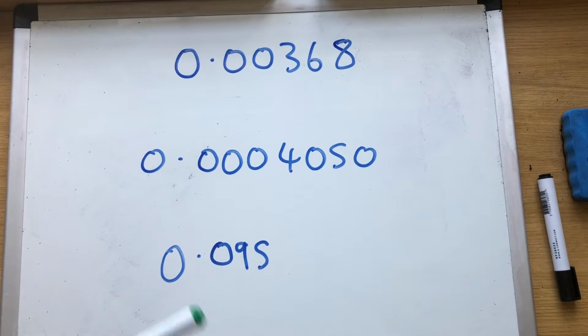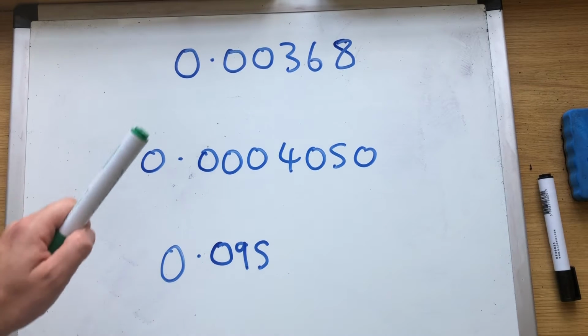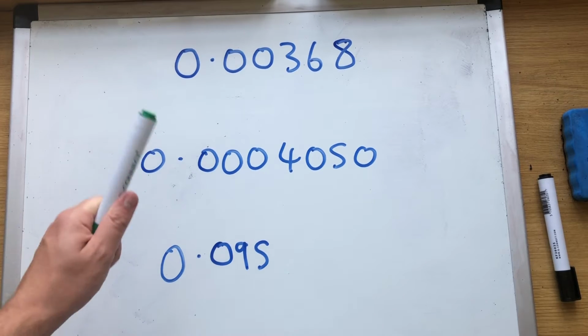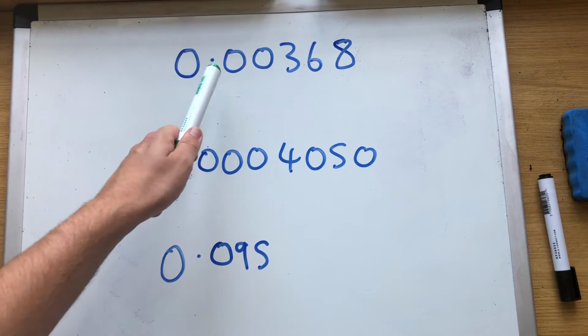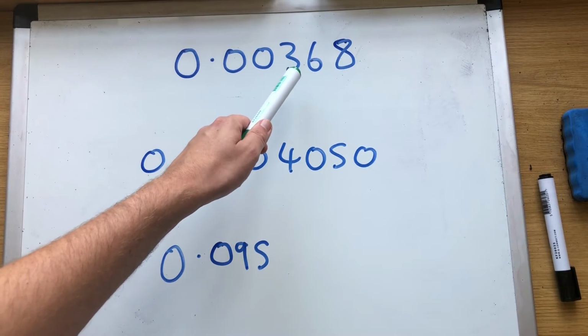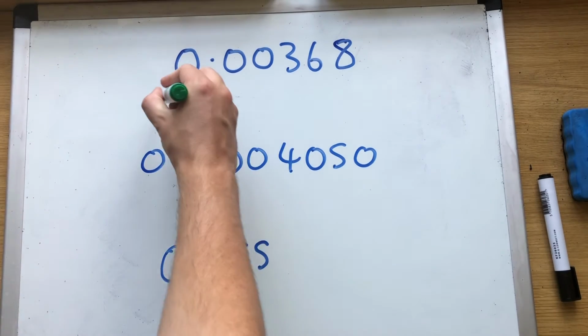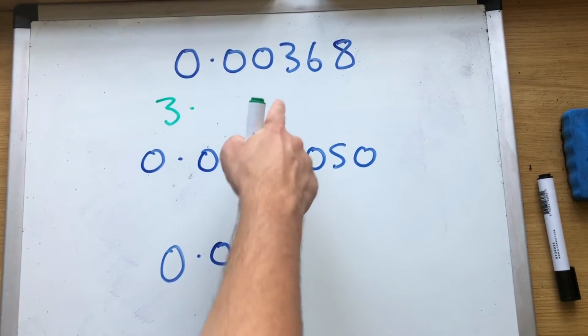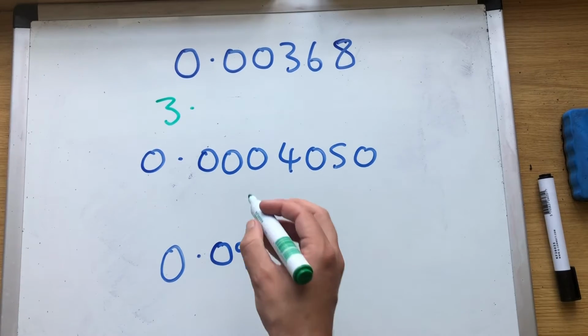Today I'm showing you how to turn numbers between 0 and 1 into standard form. First thing that you do is you find the first non-zero. A 0 doesn't count, you're looking for the first non-zero. Doesn't count, doesn't count, doesn't count. 3 isn't 0, so we write down 3. Do point and write every single number after the 3.